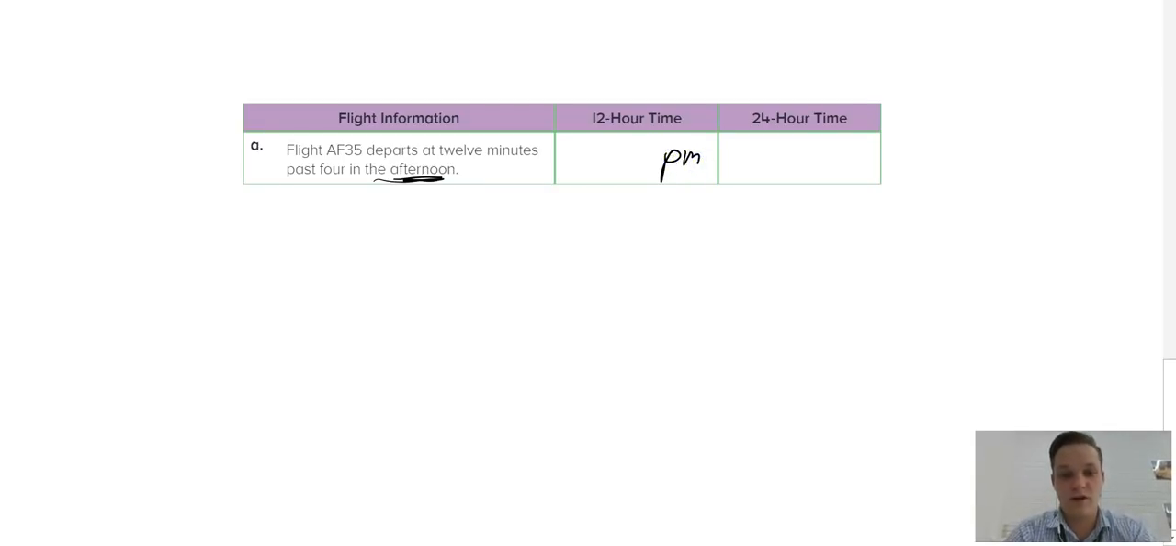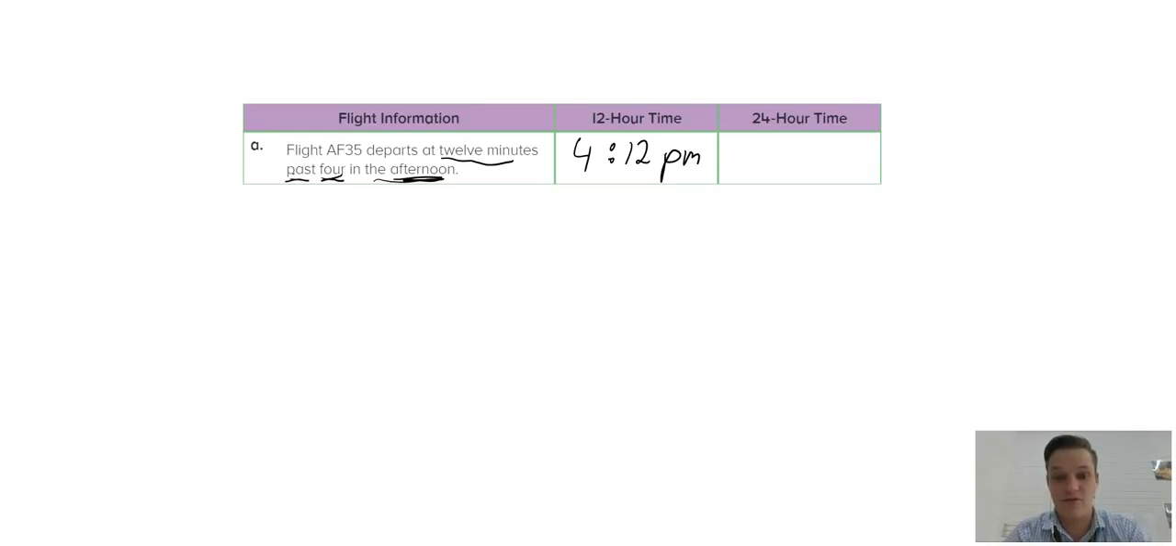So we've already established it's past midday. So 12 minutes, that's pretty straightforward. It tells us it's 12 minutes past 4. So there's our time in 12-hour: 12 minutes past 4 p.m. Now we need to put it into 24-hour time.